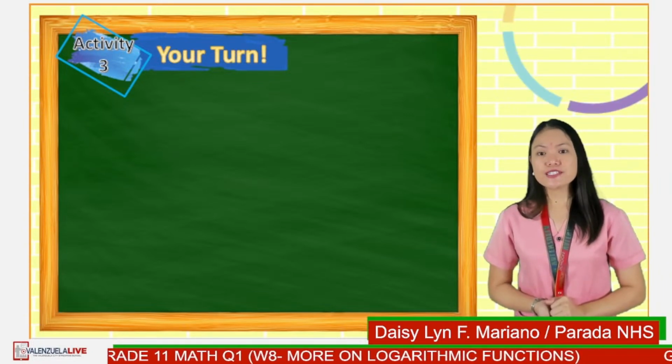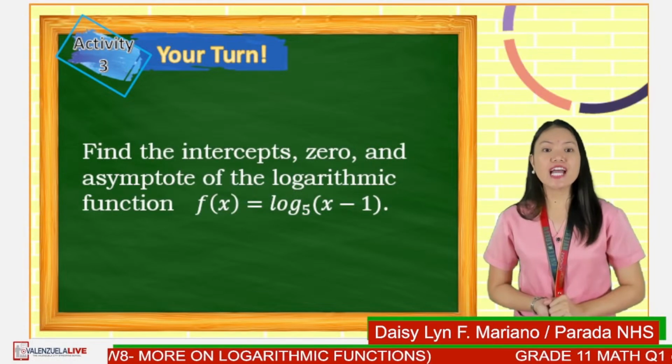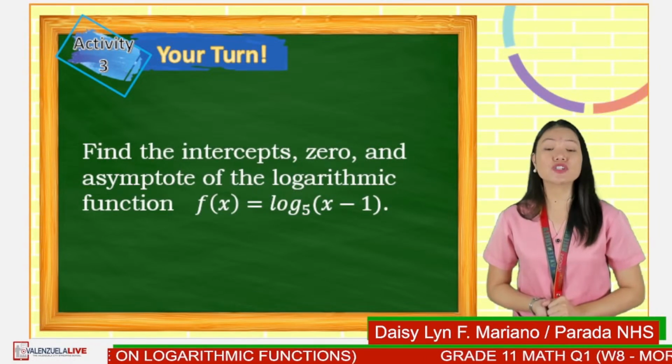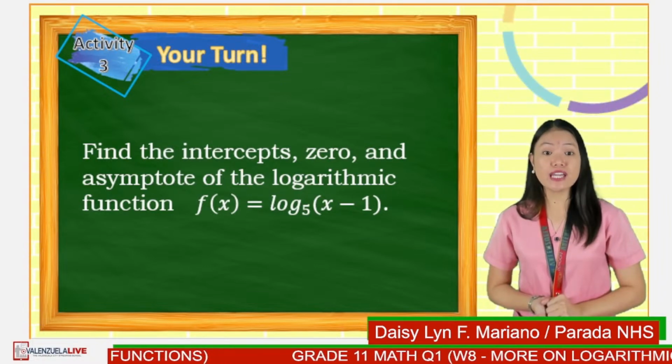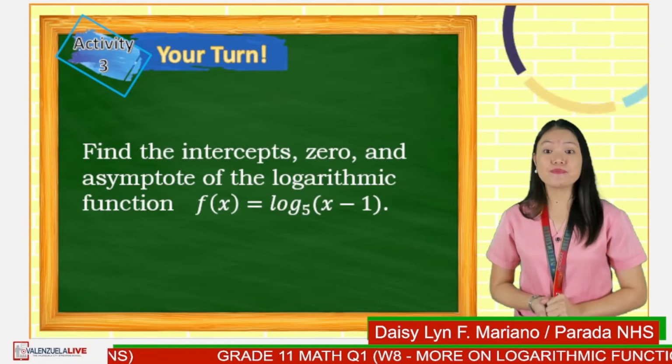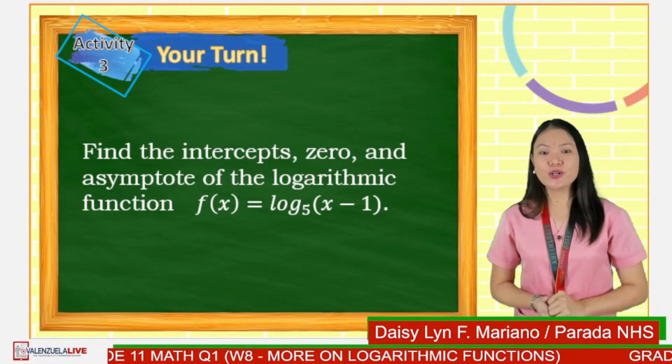First question. Find the intercepts, zero, and asymptote of the logarithmic function f of x is equal to logarithm of the quantity x minus 1 with base 5. It's your turn, grade 11. 1 minute, go.